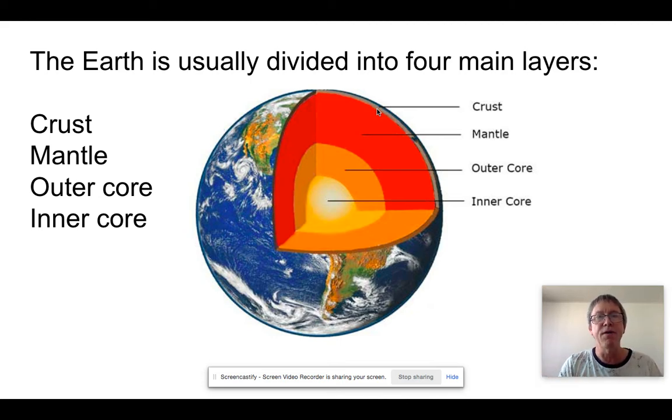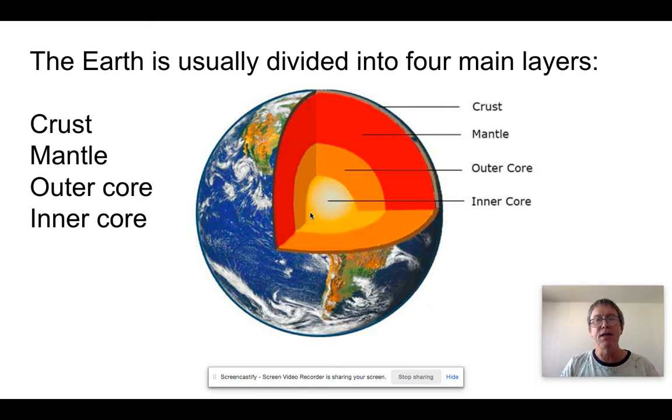Below that, we have a very large region which makes up the majority of the volume of the Earth, referred to as the mantle. And then below the mantle, we have a region we call the outer core. And then on the inside, we have an inner core.